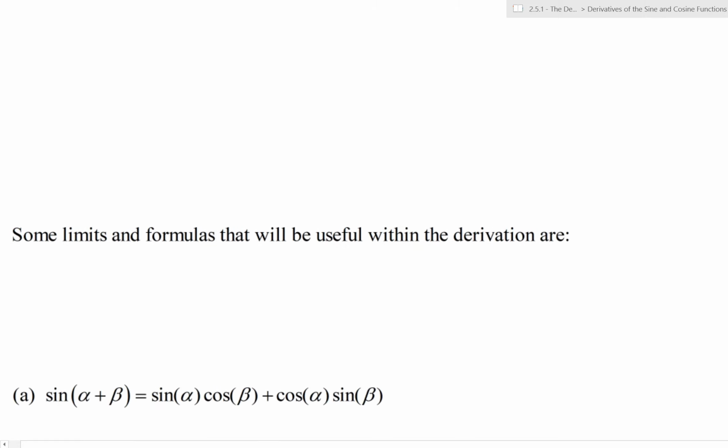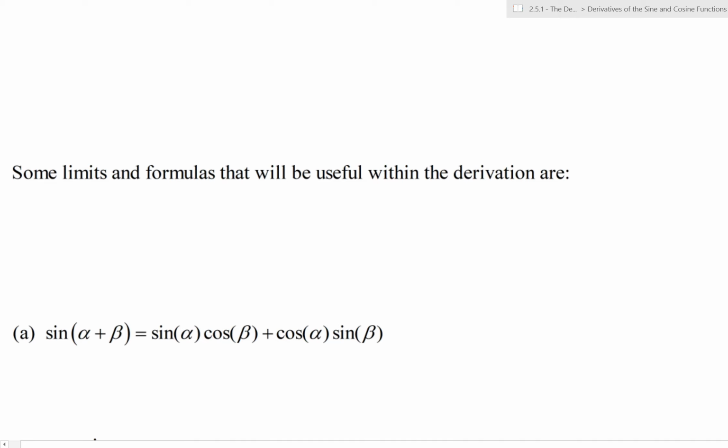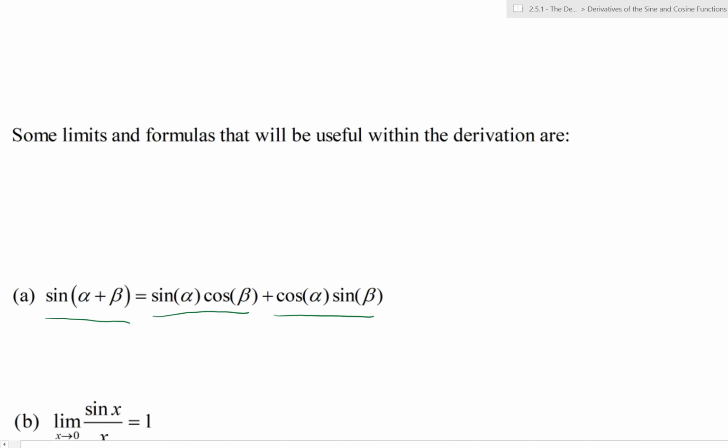What we will need is a couple of formulas to help us along the way throughout this derivation, one of them being the sine of the sum of two angles. Recall that this is an identity from the topic of trigonometry. If I have the sine of alpha plus beta, then that formula is sine alpha cosine beta plus cosine alpha sine beta. So we have to recall that.